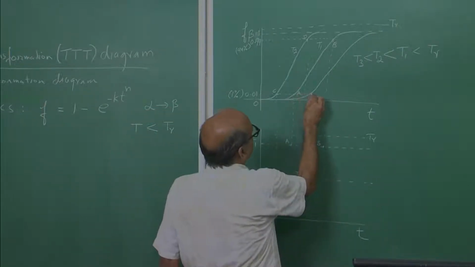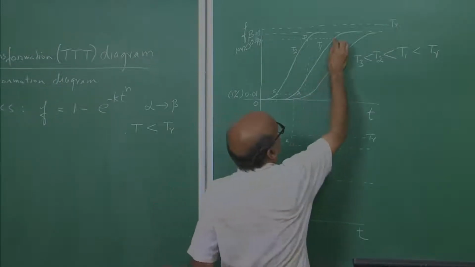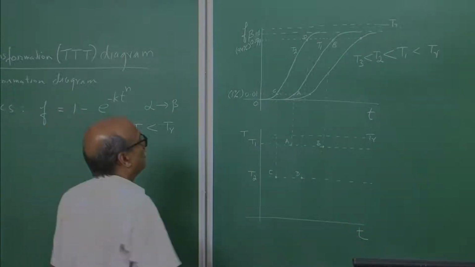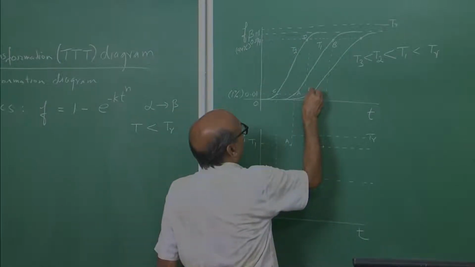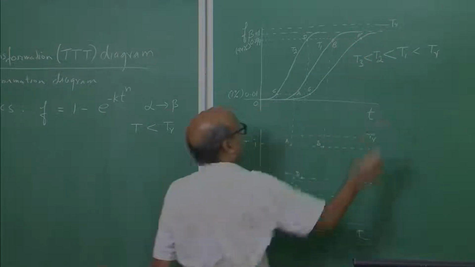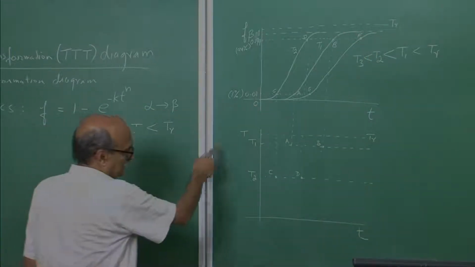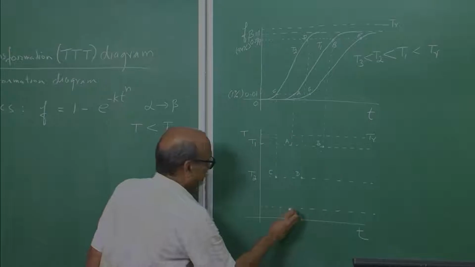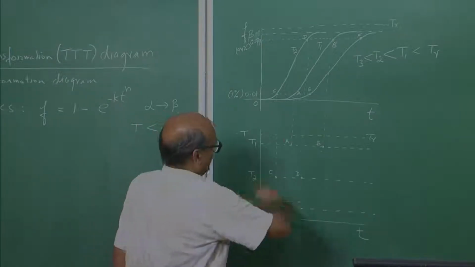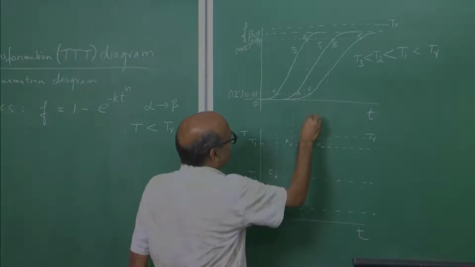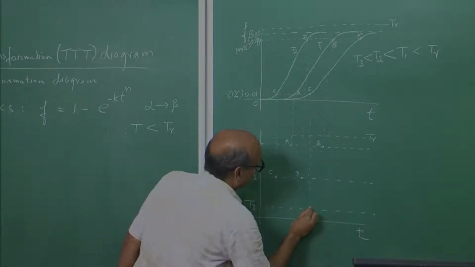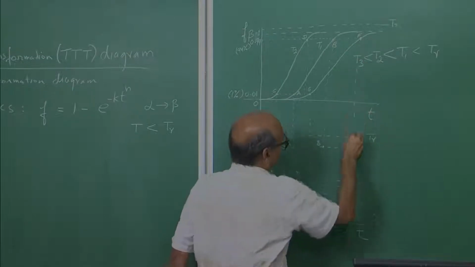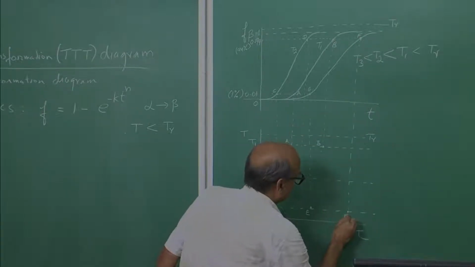Let me extend this line. This point corresponds to 1% transformed, and if I extend this line, this point corresponds to 99% transformed. Let me call these points point E and point F, and I will reproduce these 2 points as well on the temperature-time diagram, and let us say that this temperature T3 is here. So, reproducing point E would be here, reproducing point F, and this point would come here.